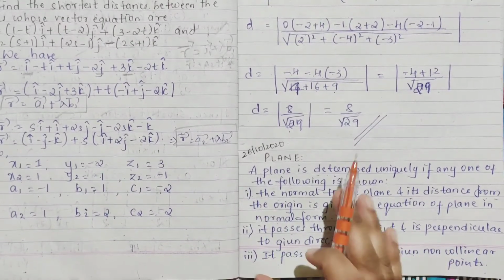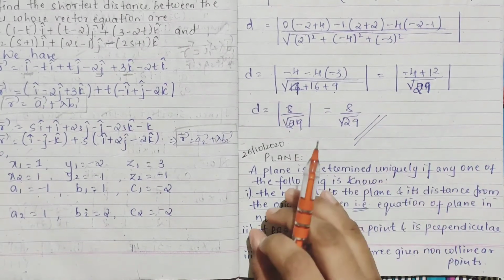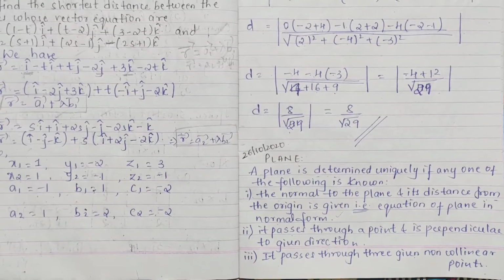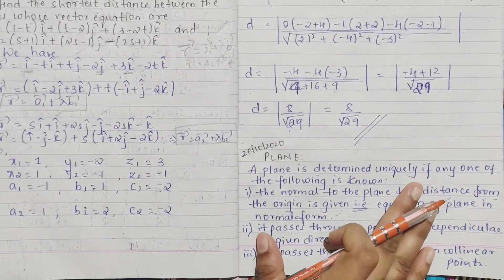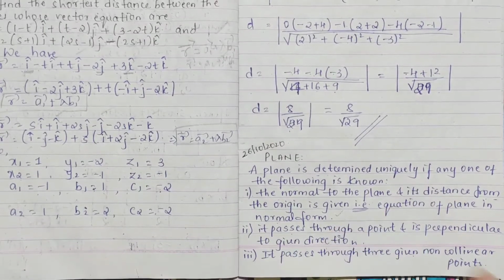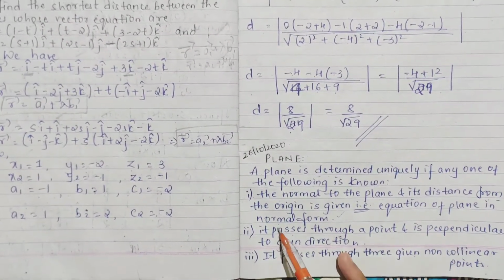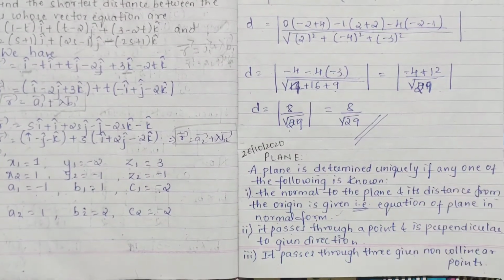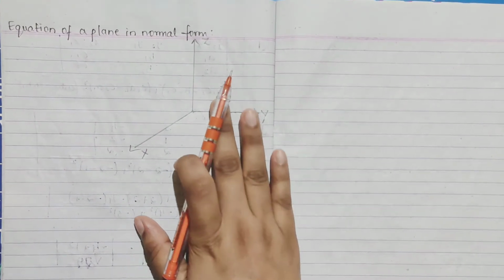First we will do this as usual, I'll just explain it. It has a vector form and a Cartesian form, same as you have done for the previous one. In the same way as for points, we will do this also. So first we will see the equation of a plane in normal form, where the distance from the origin is given.